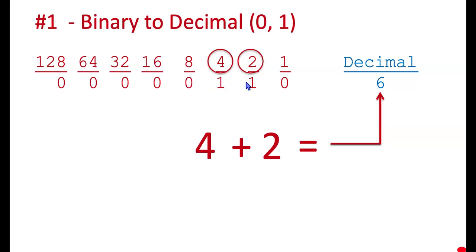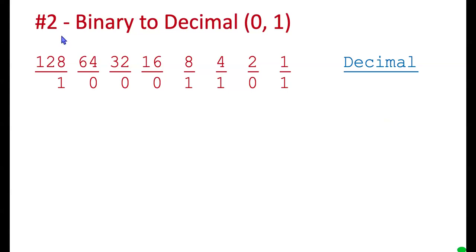Okay, so 1, 1, 0 is at a minimum what you have to provide. Let's look at number 2. Okay, oh, I've got a 1 way over here. Let's not forget that. I gave you a $128 bill.